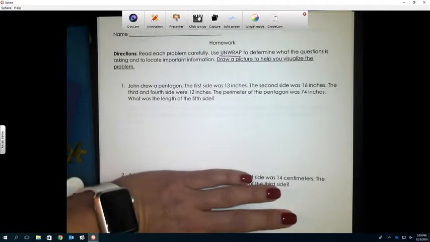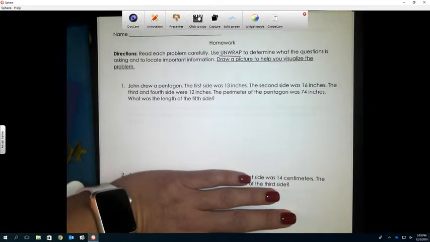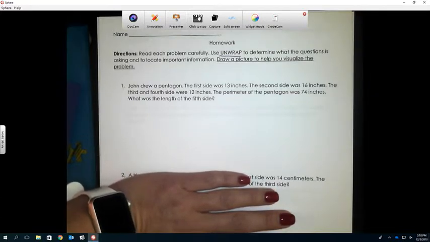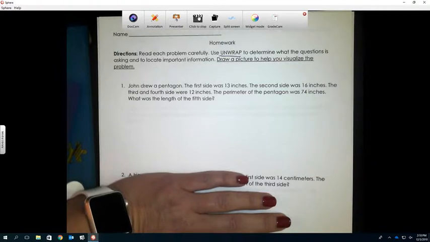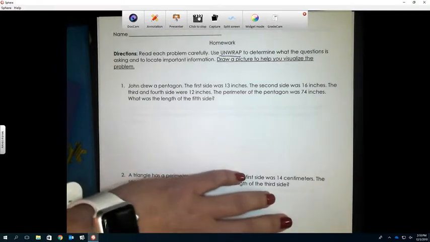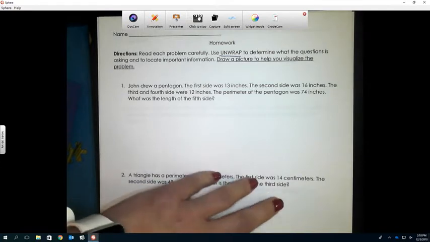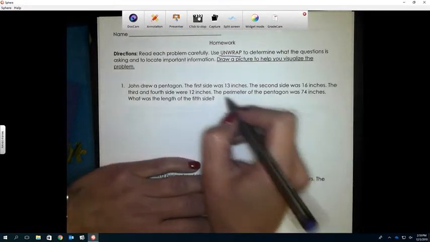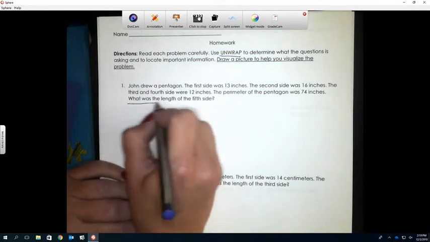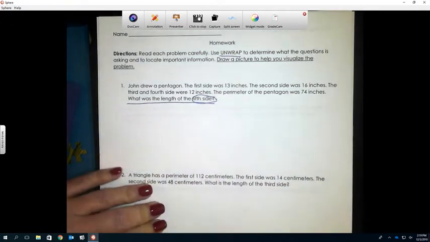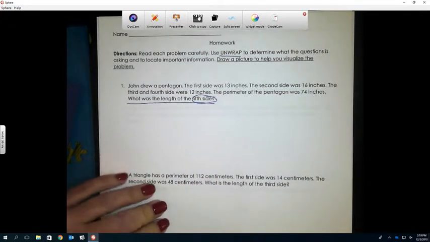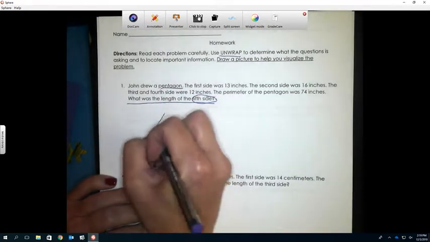Okay, so number 1 says, John drew a pentagon. The first side was 13 inches. The second side was 16 inches. The third and fourth side were 12 inches. The perimeter of the polygon was 74 inches. What was the length of the 5th side? Okay, I have to figure out what was the length of the 5th side. I also know he drew a pentagon, so I'm going to go ahead and draw mine.